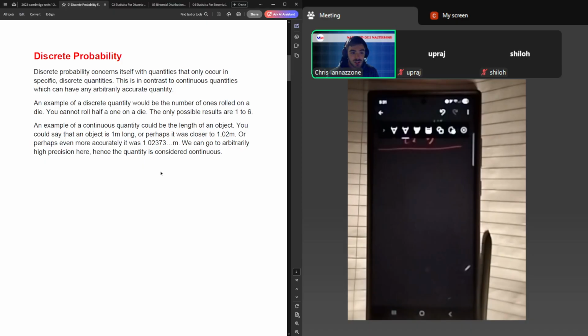Whereas something like a continuous quantity would be typically like lengths, where you could have a meter long object, or you could have a 1.02 meter object, or if you were more accurate in your recording, you might have 1.02059 whatever recurring number of decimal places. So we're focusing on the former, which is discrete quantities that can only occur in very specific scenarios.